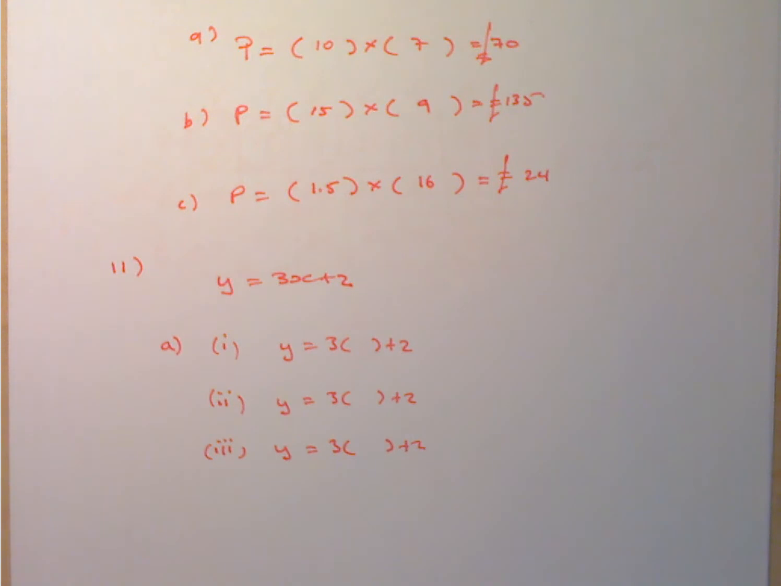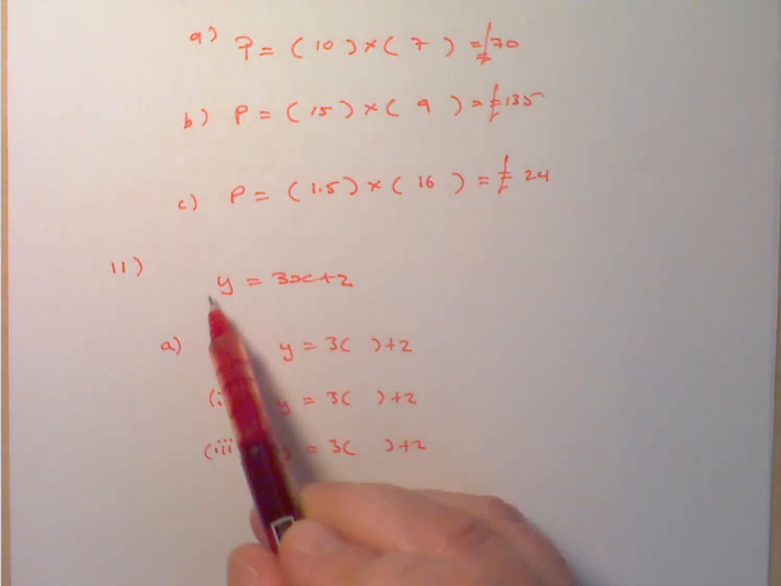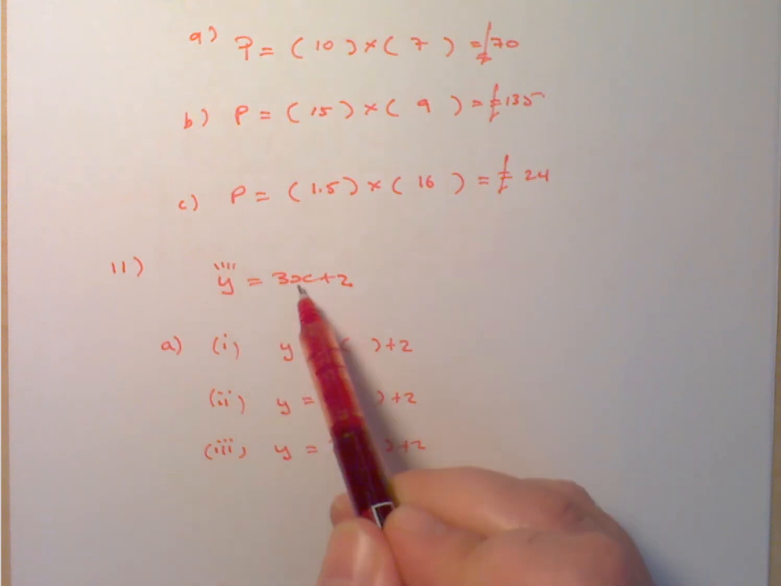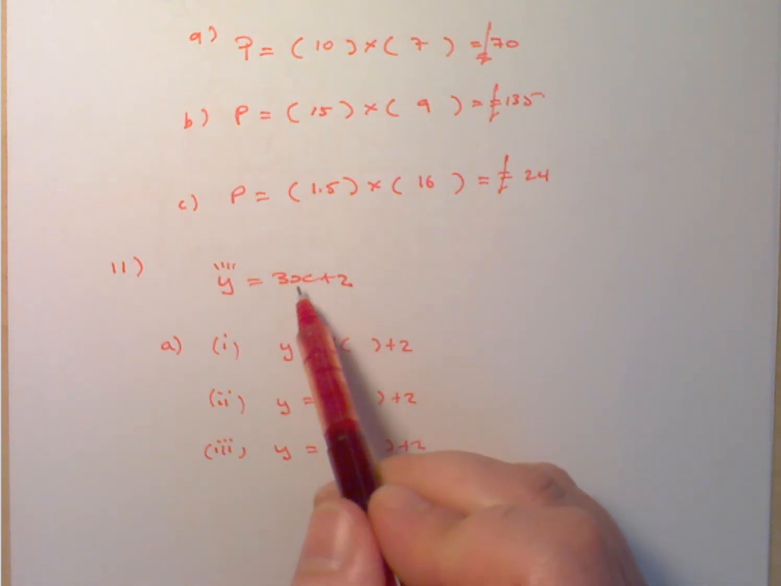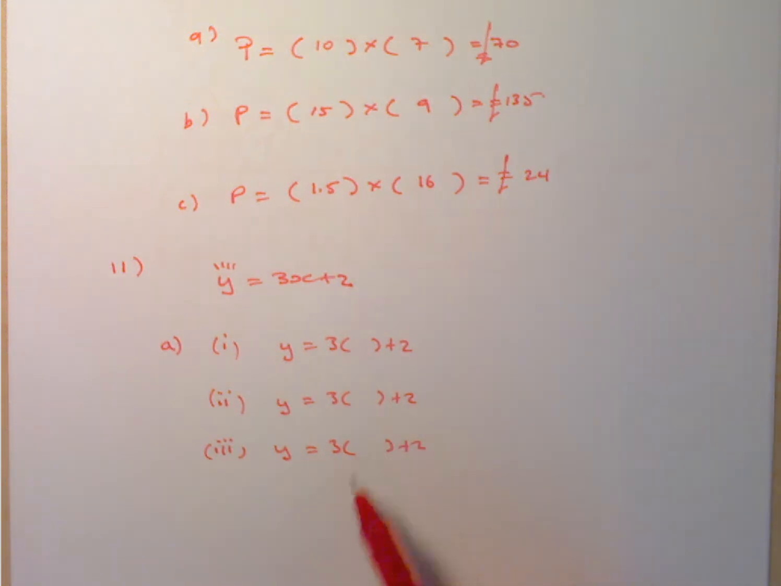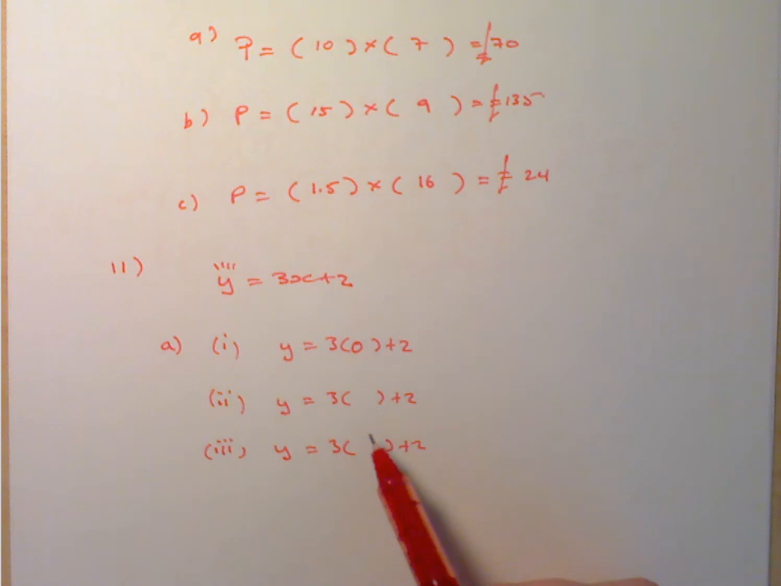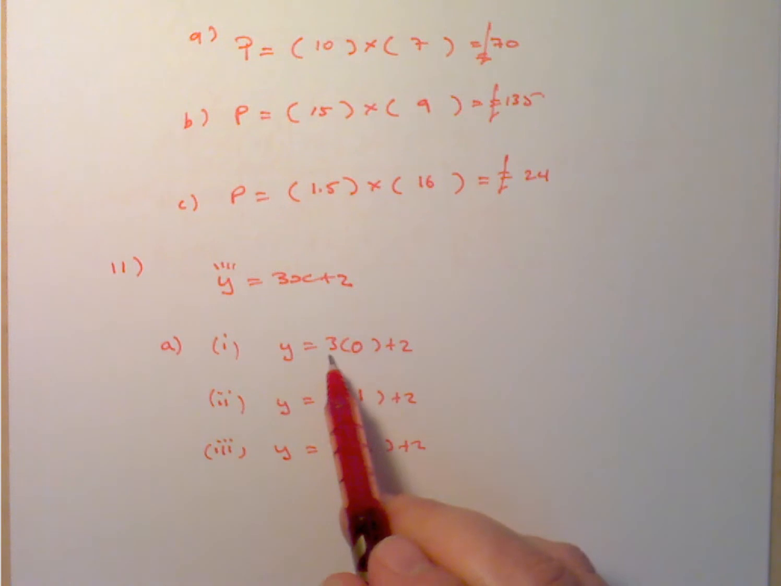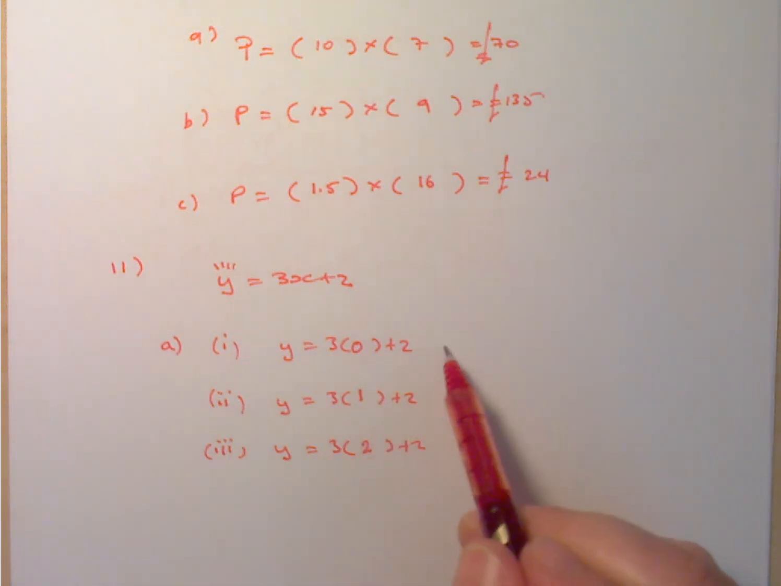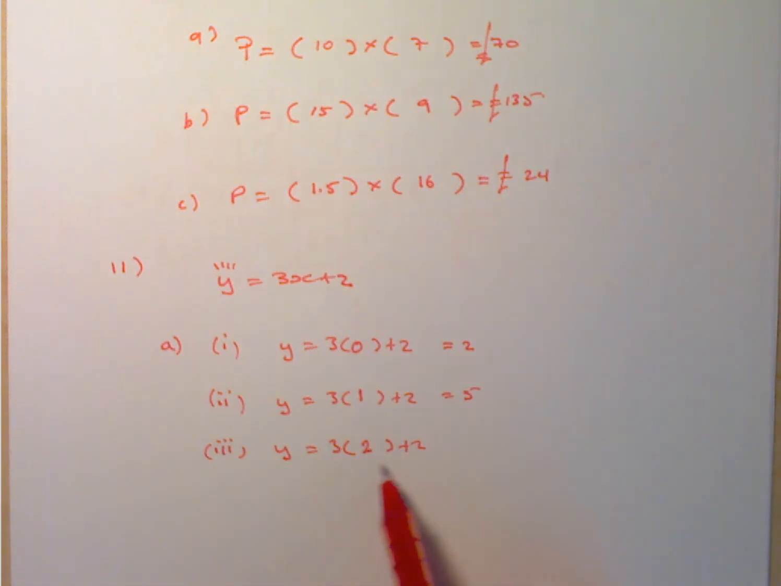In question 11, we've got this formula that tells you what y is if you know what x is. And so what I'm doing here is I'm going to replace this x with open brackets, as I've done here and here. And they want me to replace the x with 0 in part I, and in II they want me to replace it with 1, and then in III they want me to replace it with 2. And again, I can just put this into the calculator, but you get 2. Put that into the calculator, you get 5, and you put that into the calculator, you get 8.